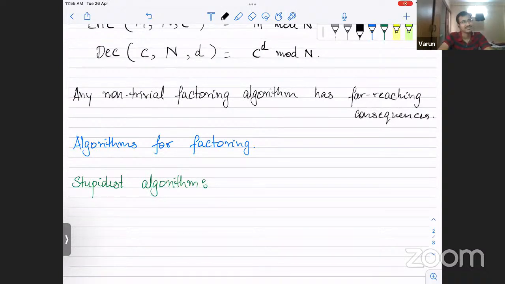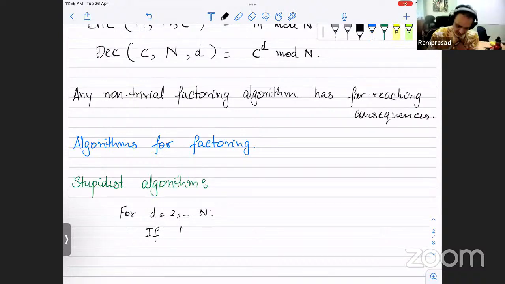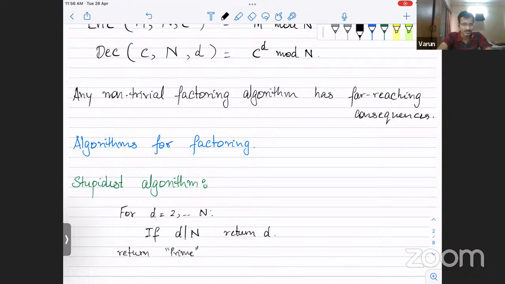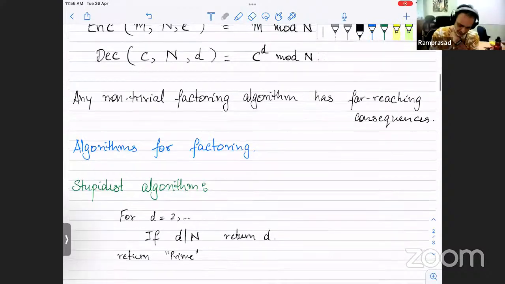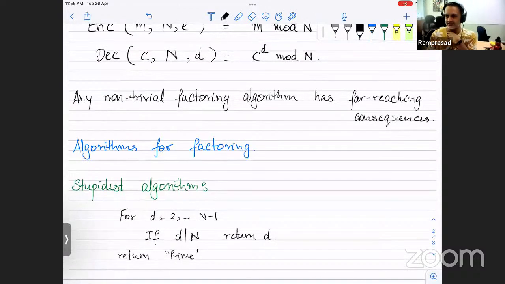After brute force. Okay, so let's even write brute force. What is brute force? Start with, let's say, for D equal to 2 to n or whatever. If D divides n, return D, else return prime. And there is some sieve kind of stuff, I guess, which can be done. So maybe I should put n minus 1, so that whatever.